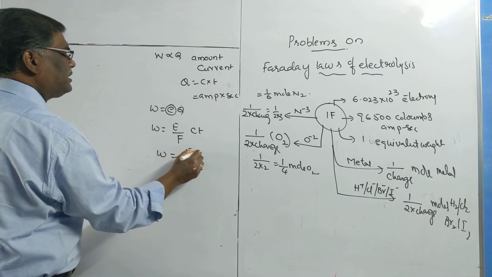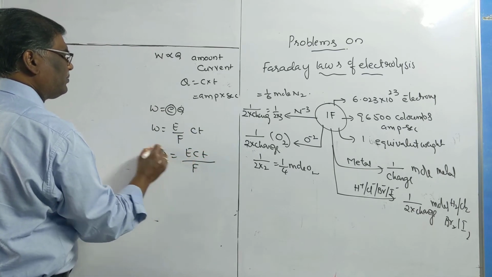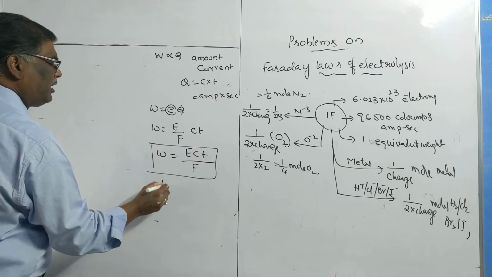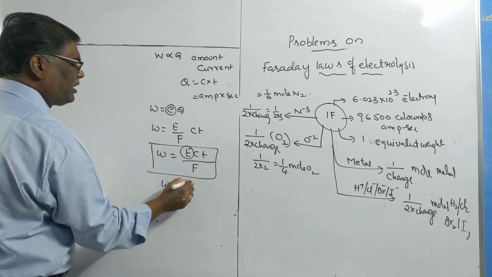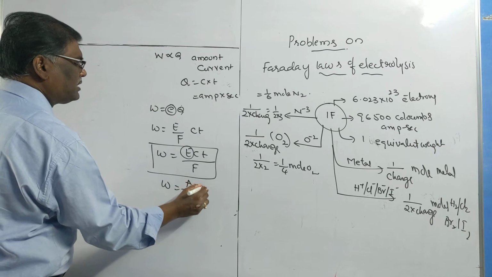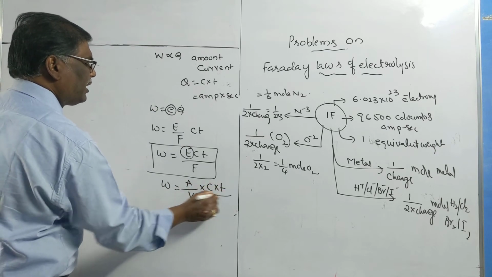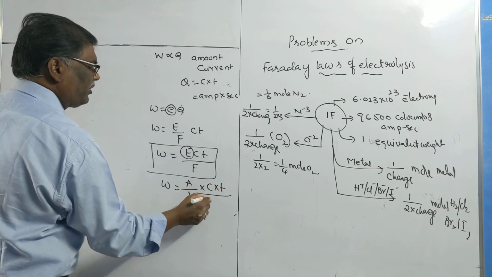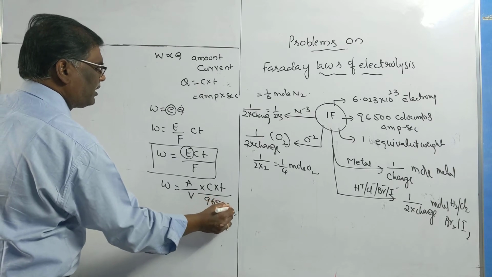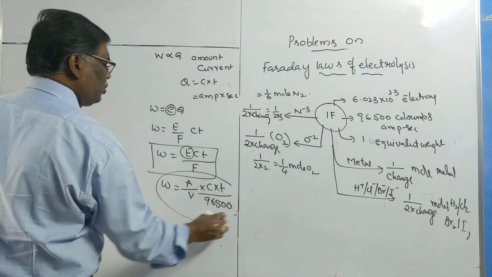W is equal to ECT by F. This is one formula. Another formula: in the place of equivalent weight we write atomic weight by valency, into current, into time, by F. In the place of F we write 96500 coulombs.